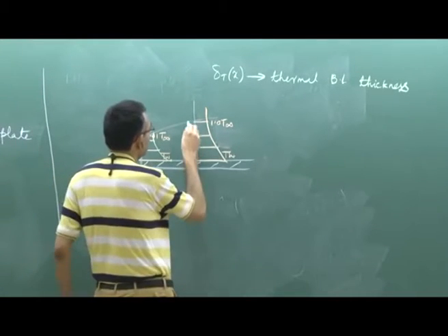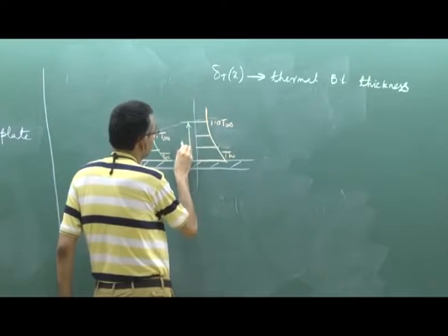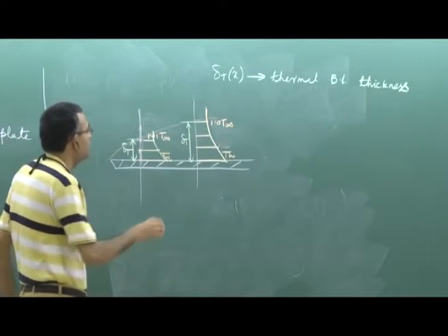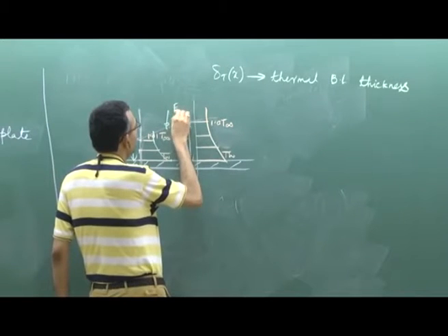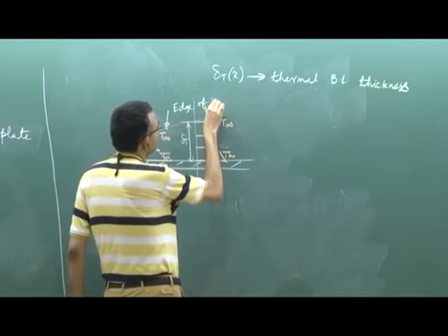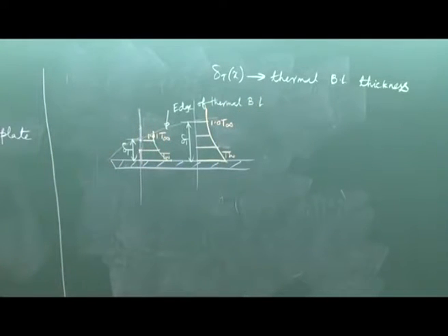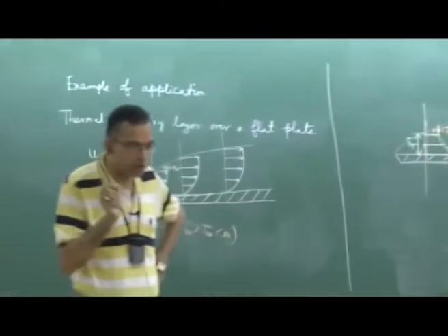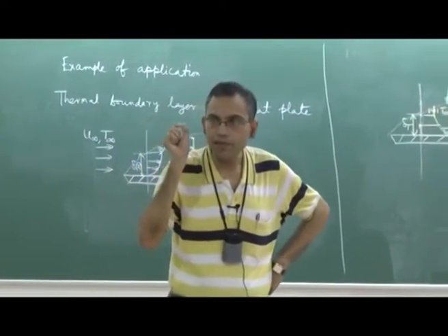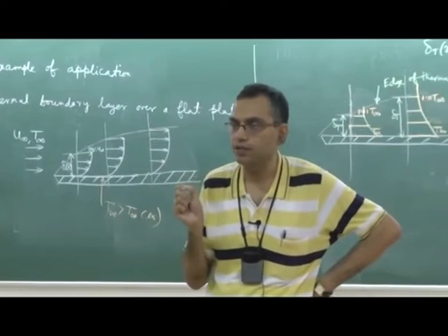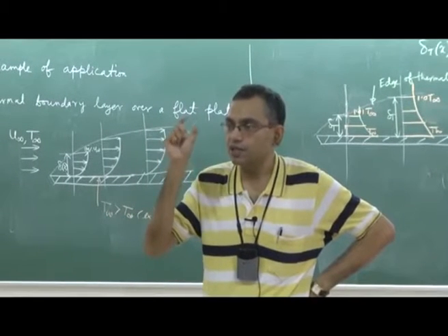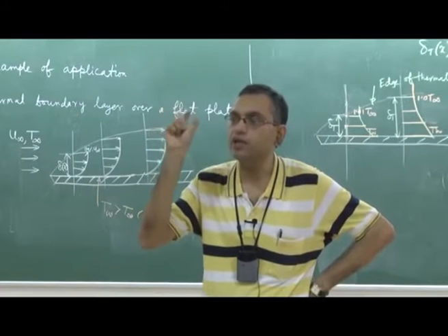So, the delta T here is this one, and this line is the edge of the thermal boundary layer. Now, I will ask you the very elementary and basic question that should first come to our mind. What is the relationship between the thermal boundary layer thickness and the hydrodynamic boundary layer thickness?